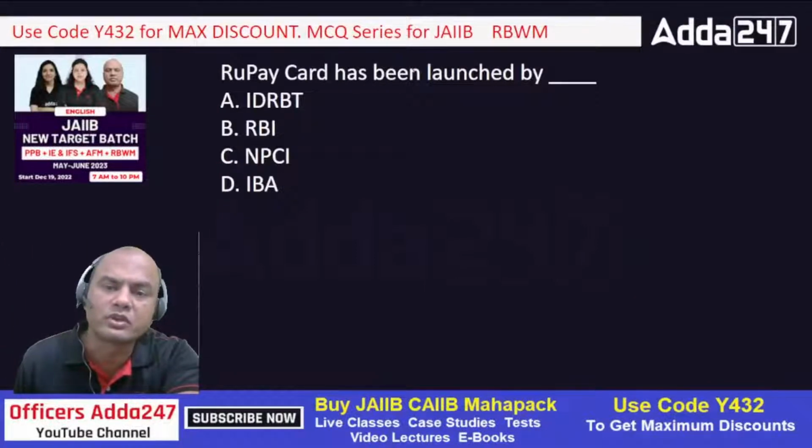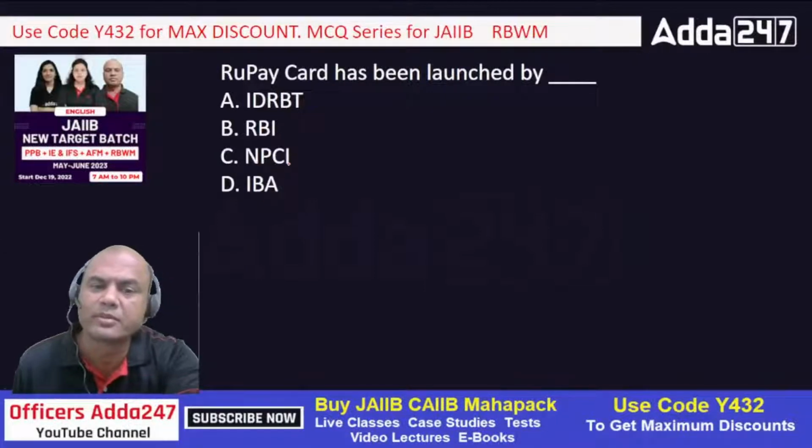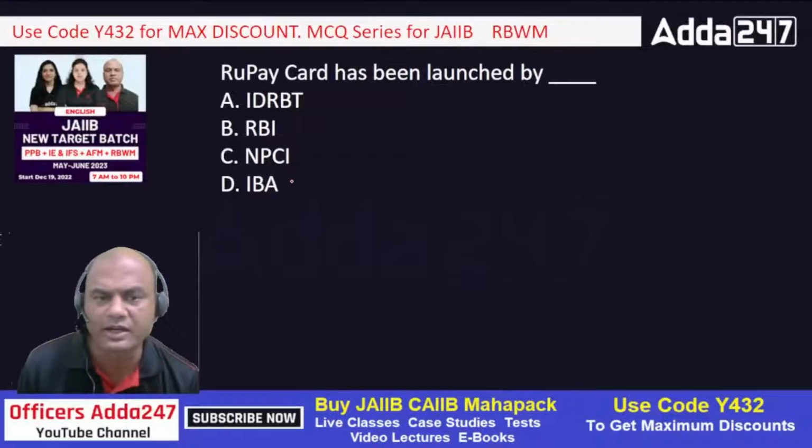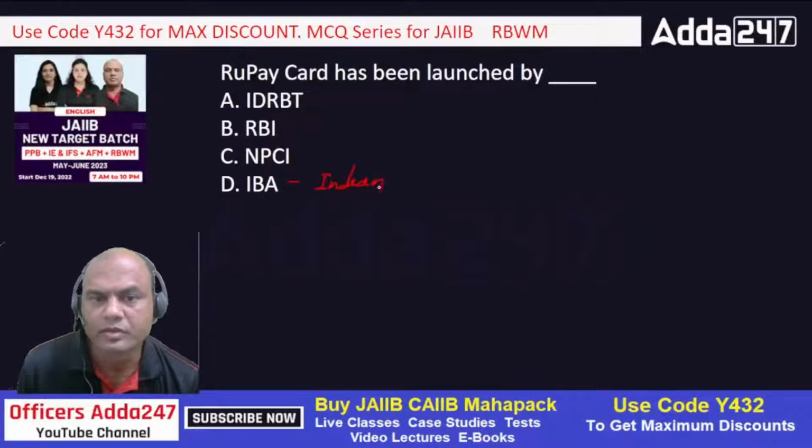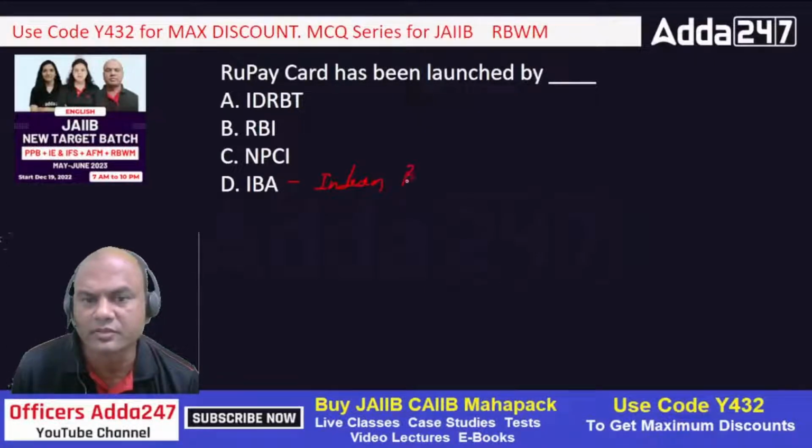RuPay card was launched by IDRBT, RBI, NPCI, IBA. What is IBA? Indian Banking Association. NPCI, National Payments Corporation of India. Should I write it? I'll write both, Indian Banking Association.